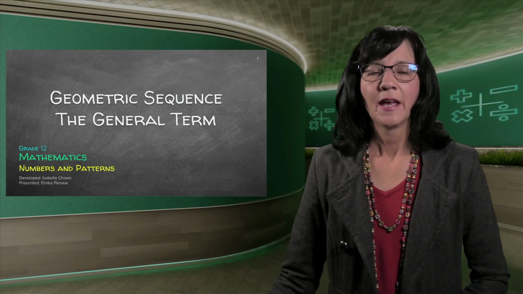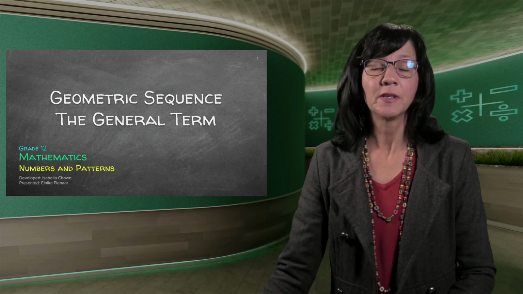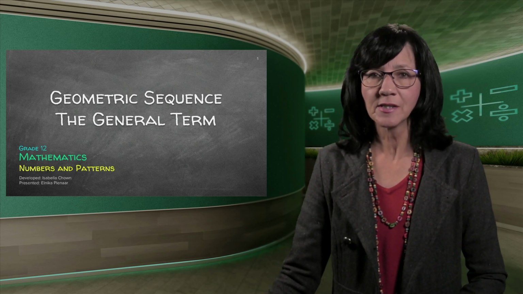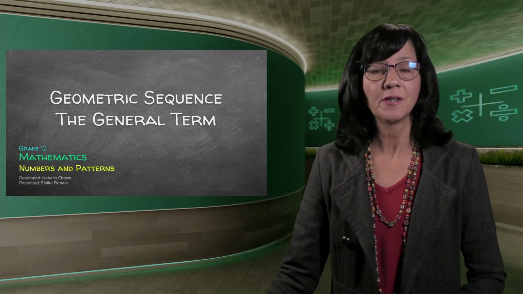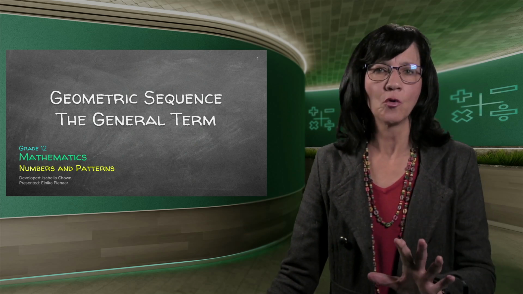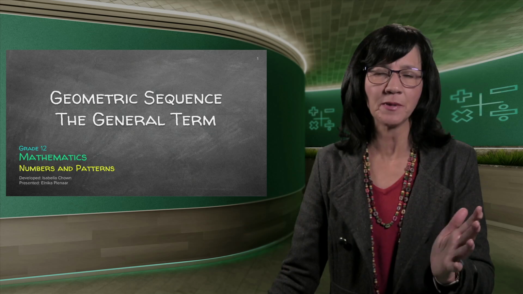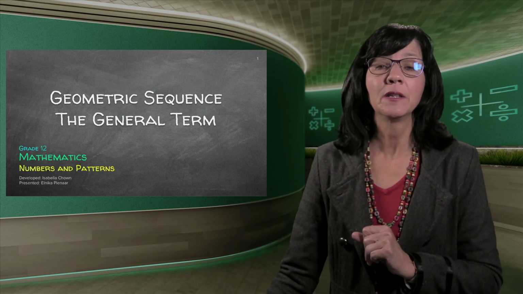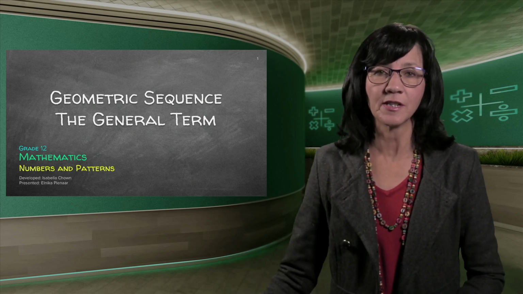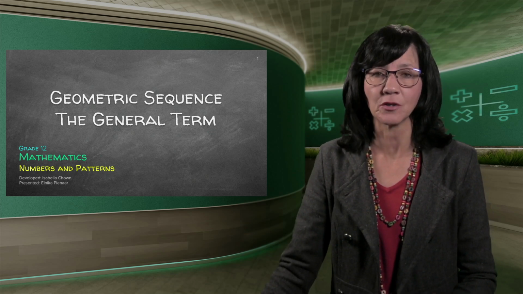Hi guys. If you think back to the previous lessons we did, it was about arithmetic sequences. In grade 11, you also did a quadratic sequence, which was just the normal trinomial an squared plus bn plus c. Now we're doing the last one, and then we've covered all sequences. This is the geometric sequence.